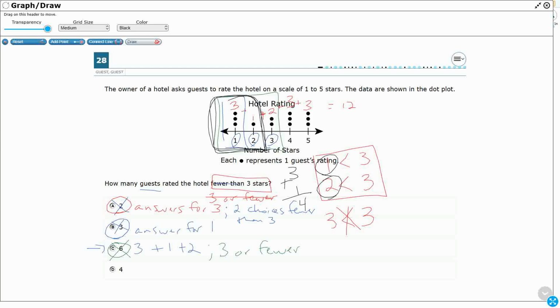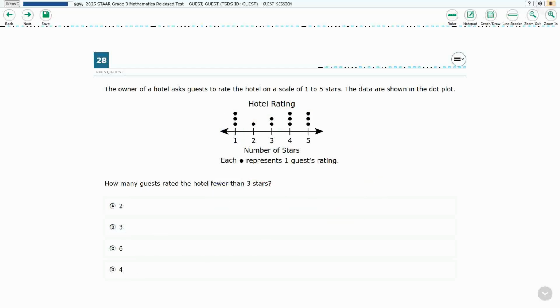So this isn't really difficult to interpret this line plot or this dot plot. What we do need to do is spend our time trying to read right there. So our answer here is going to be D, 4.